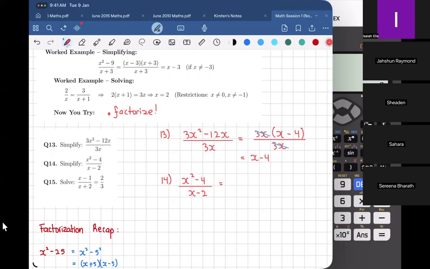How could I factorize? Okay, so Jashon, anytime you're dealing with algebraic fractions, you most likely have to factorize the top. So Jashon, we looked at 3 types of factorization, more or less. We looked at greatest common factor, factorization by grouping, and difference of 2 squares. So which one do you think we have to use to factorize x squared minus 4?